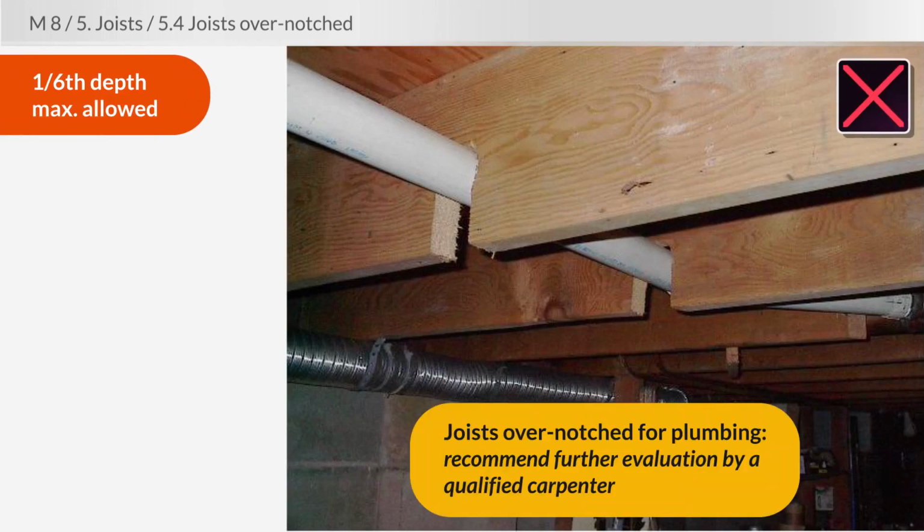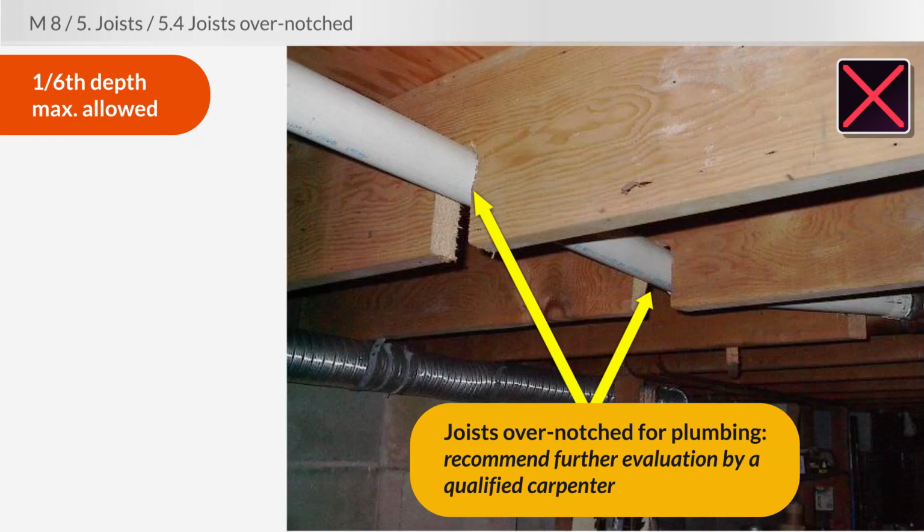In this home, the joists have been badly overnotched to allow the installation of a plumbing waistline. Probably the plumber did that. Doesn't really matter who did it though. As we just saw, 1/6 the total depth of the joist is the maximum notch allowed. In the first joist that you can see, that notch is about half of the depth of the joist.